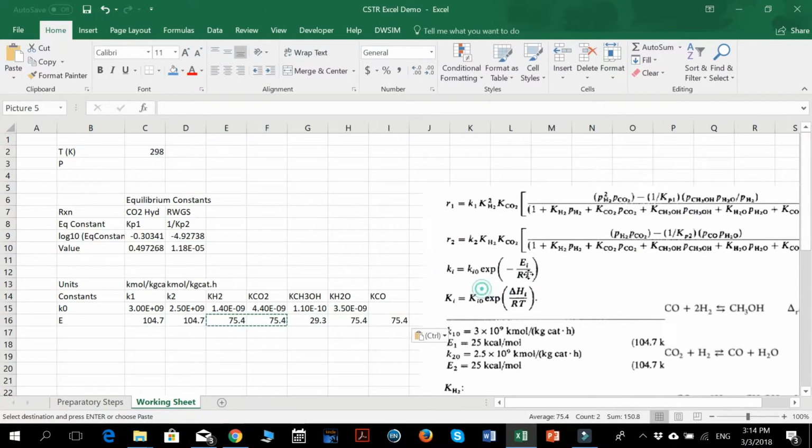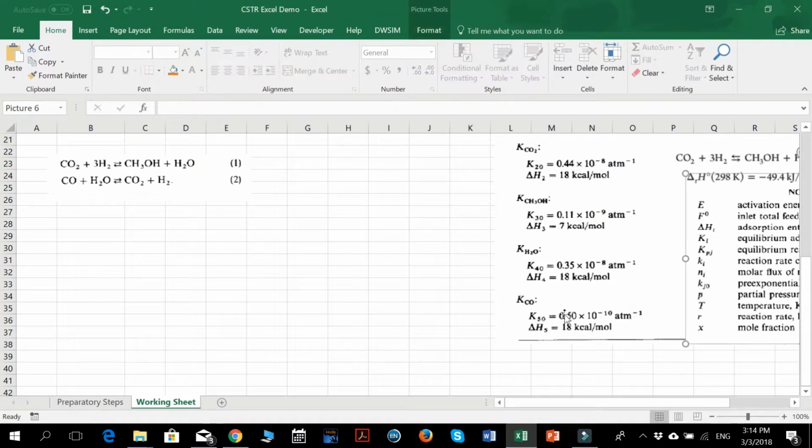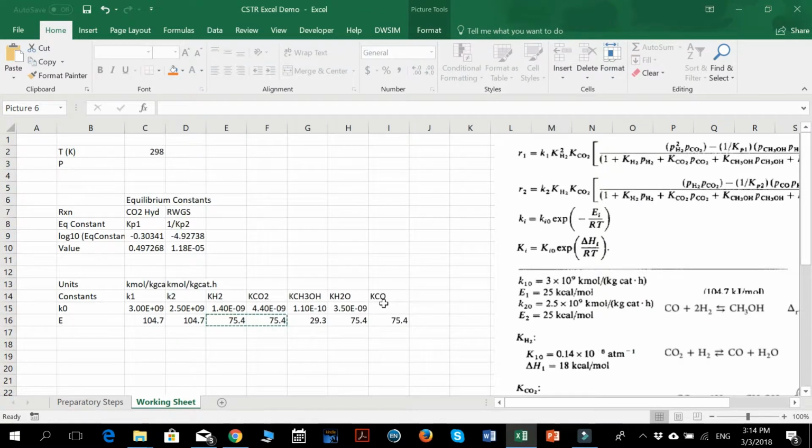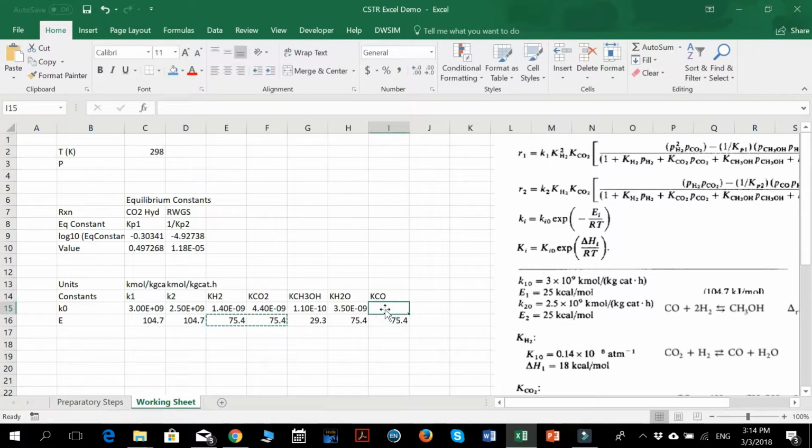I'll just copy this over and paste here. The KCO last one will be 0.5 E minus 10. You can see the last one, 0.5 E minus 10. And Excel will just compute the rest for you. All these will be in per atmosphere. So I'll just copy this and paste it.